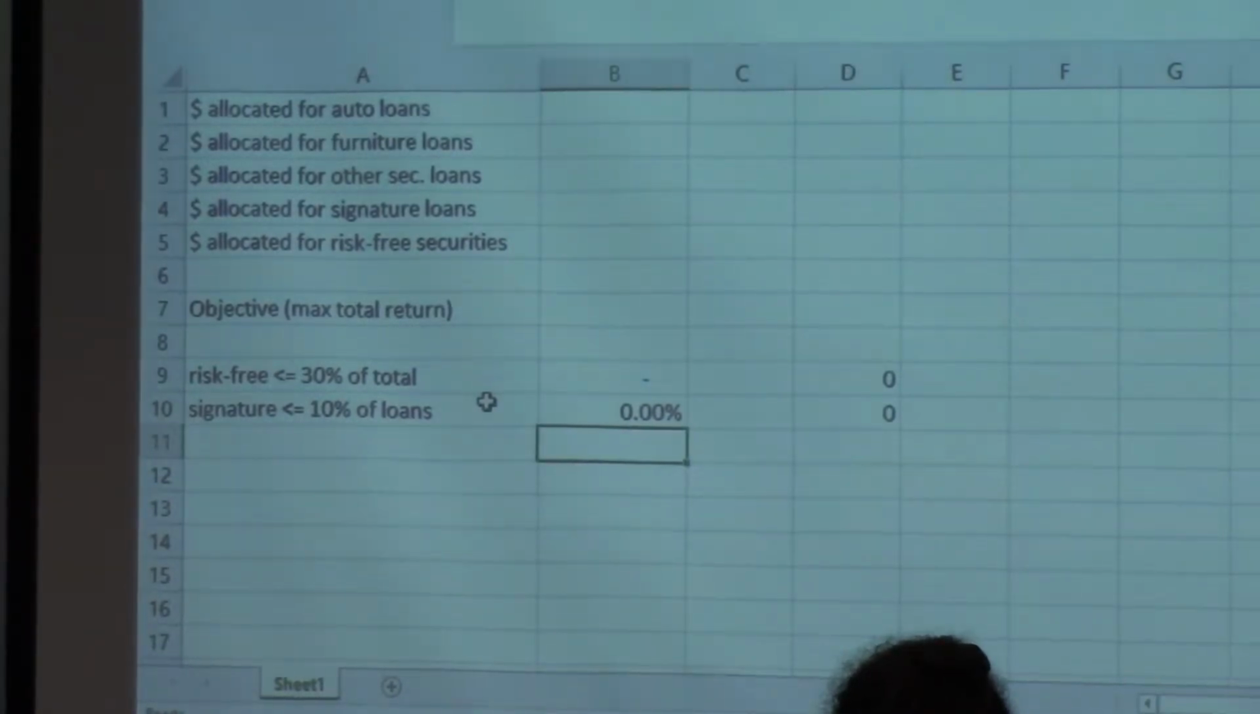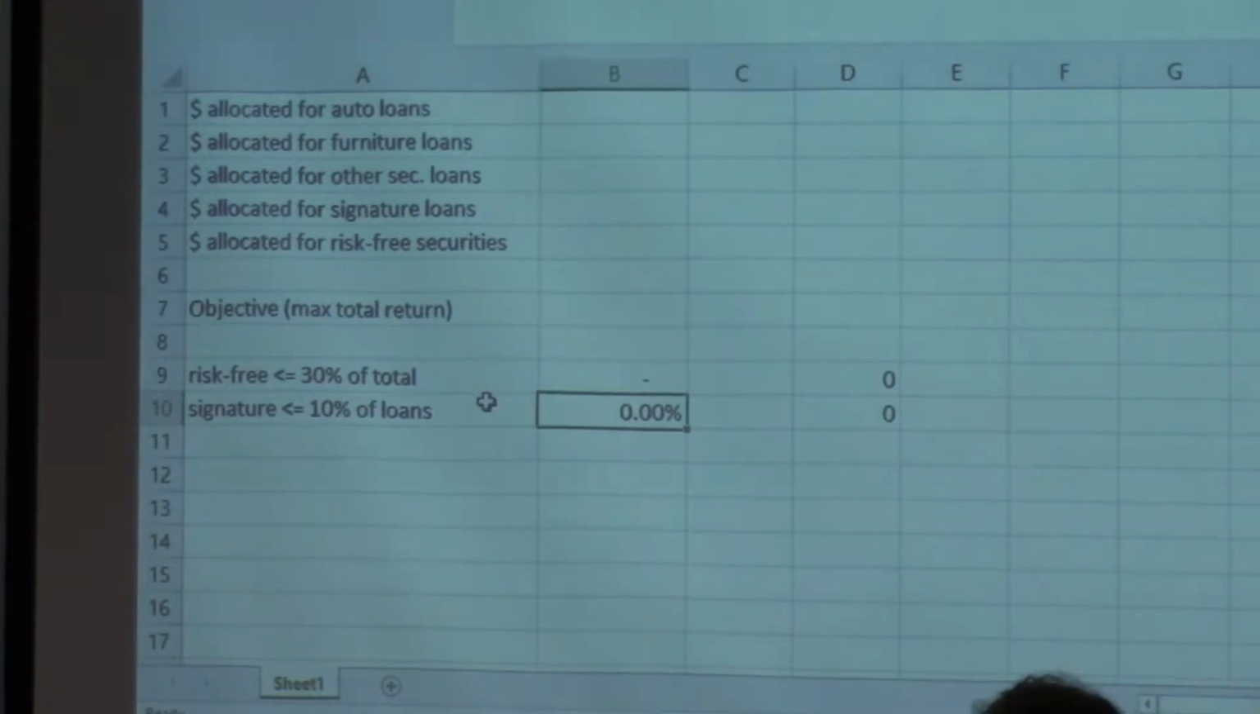How did you know to do 90%? Because I did the same type of transformation as I did here, but instead of it being risk-free and 30%, I did signature loans and 90%. So this became 100% minus 30%, which was 70%. Our new one is 100% minus 10%, which gives us 90%.